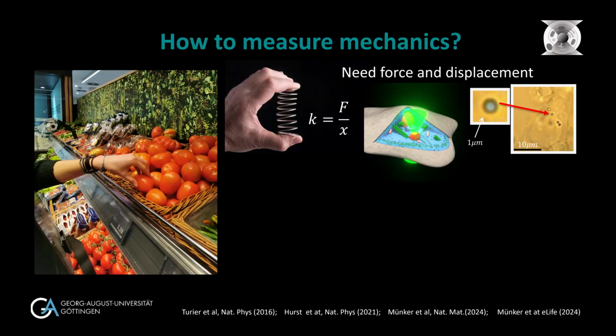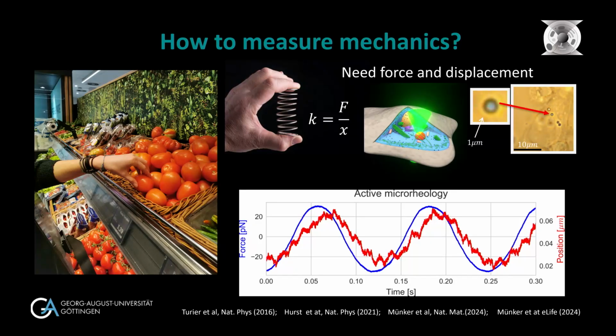That is an MDCK cell. You can see how that guy jiggles around. This is a phagocytosed particle that's inside the cell. And then what you can do is you basically look at the force you apply right here. And in red, you see the displacement of the particle.